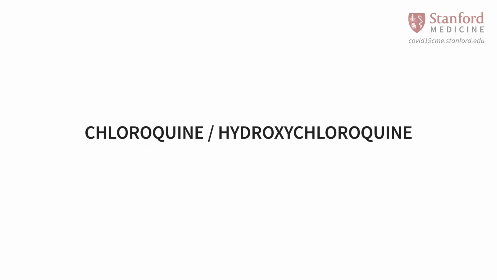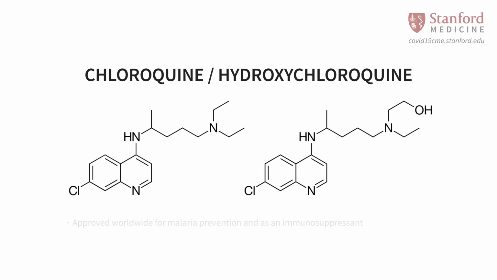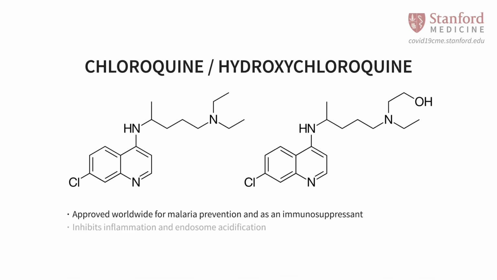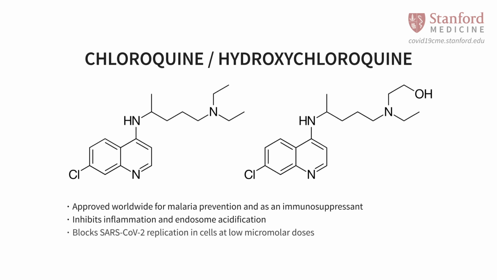The second example is chloroquine, or the closely related hydroxychloroquine. These drugs are approved worldwide for malaria prevention and as immunosuppressants. They inhibit endosome acidification and were found to block replication of SARS-CoV-2 in cells at low micromolar concentrations in culture, reproducing earlier observations with SARS-CoV-1. Thus, it is possible that blocking endosome acidification blocks virus entry into cells. However, these drugs also have anti-inflammatory activities, which can be helpful in preventing late complications such as ARDS.